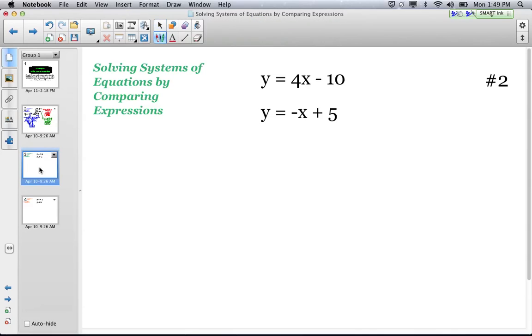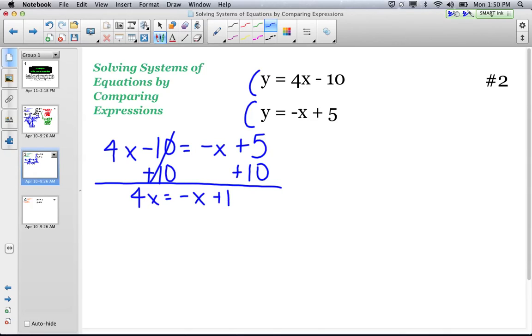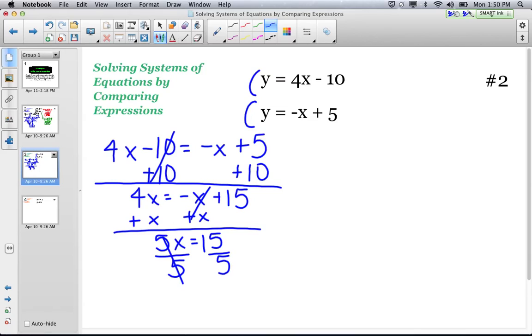So for this problem, again, we're going to set our two equations equal to each other. So we have 4x minus 10 equals negative x plus 5. Here's your algebraic equation where you're going to solve for x and put all your numbers on one side and your x's on the other. So let's start by adding 10 to both sides. And we have 4x equals negative x plus 15. Now we're going to add x to both sides. And we have 5x equals 15. Here's where we're going to multiply or divide, and we're going to divide by 5. So we have x equals 3.